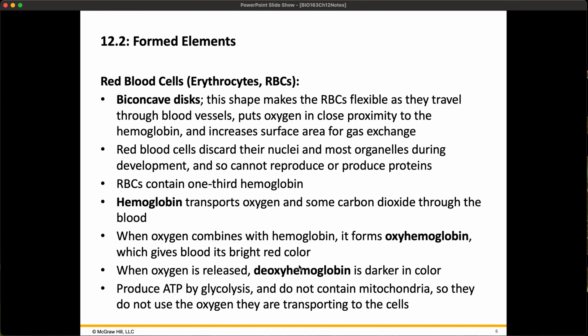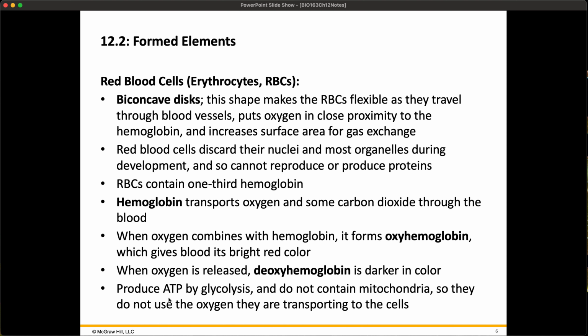When oxygen gets released at tissues, then it's deoxyhemoglobin, and it's darker in color. It's not blue, it's more like a dark red, purplish kind of color. It only looks blue to us because of how light passes through the skin, and so it appears to be blue, but really the deoxygenated blood in our veins is not blue. It is just a darker red.